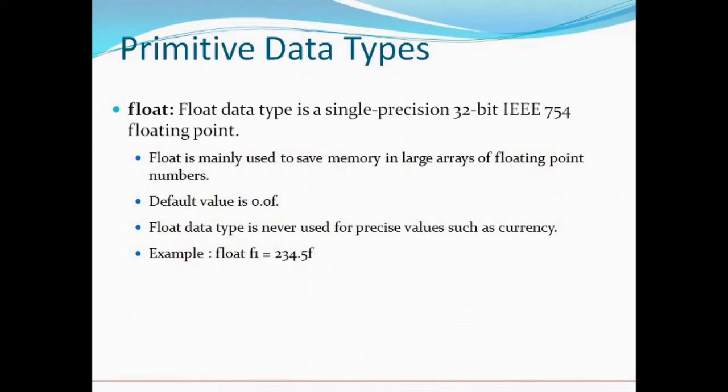Now float is another numerical data type, and as far as float is concerned, it is a 32-bit type that can hold decimal values, and whenever we want to assign some value to this floating point number, we have to suffix a small f after the value. Like in the last line you can see float f1 is equal to 234.5f. This f makes it clear that this value is a float value.